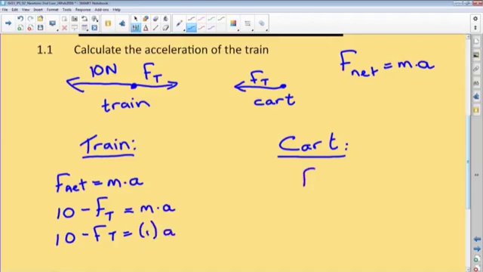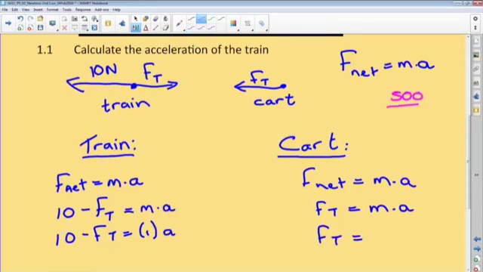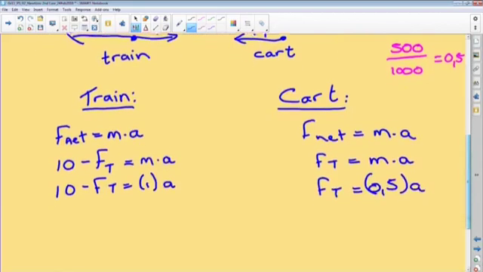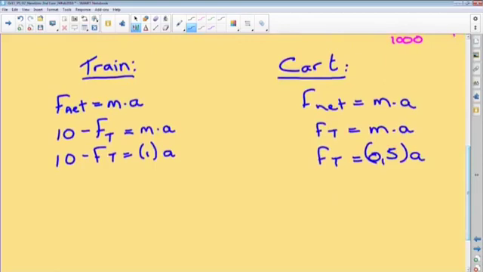For my cart, again, I'm going to go F net equals ma, and because the only force acting on my cart is tension, I'm going to say force tension equals ma. And if I substitute in the mass, remember, I'm just going to put it up here in a different color. The initial mass was 500 grams. To convert it, we're going to divide by 1,000. So we're going to end up with 0.5 kilograms. So here, I'm going to put in 0.5, and I'm going to multiply it by A. Okay, now that's fine if you look at it, but it's not very tidy.